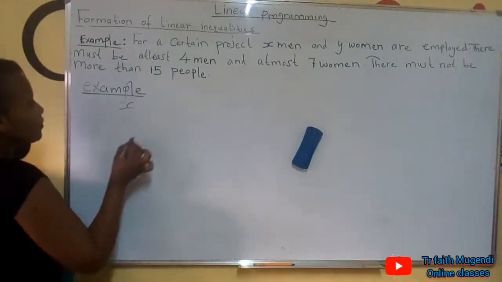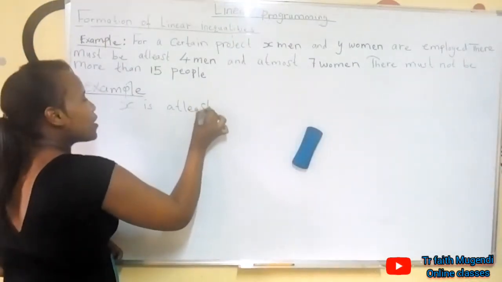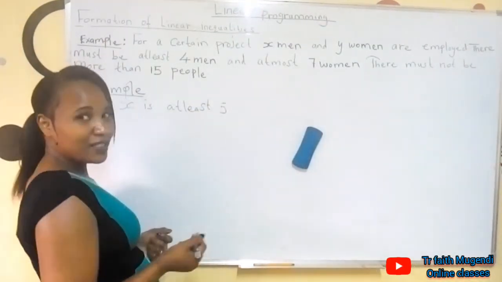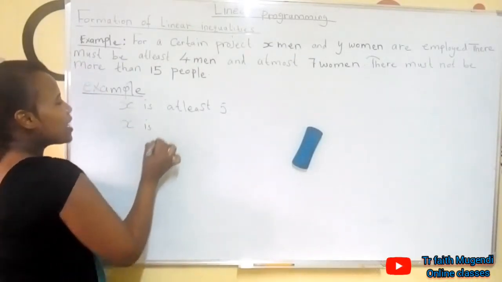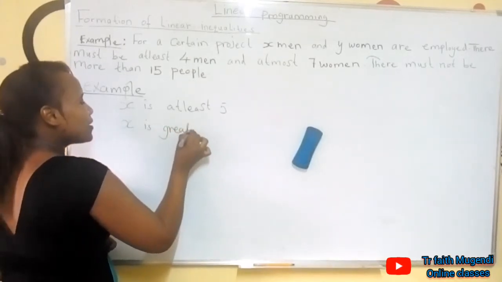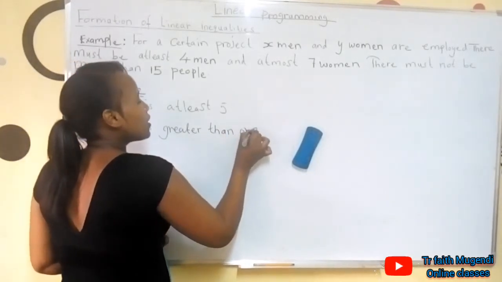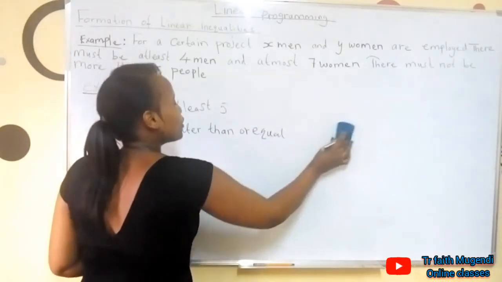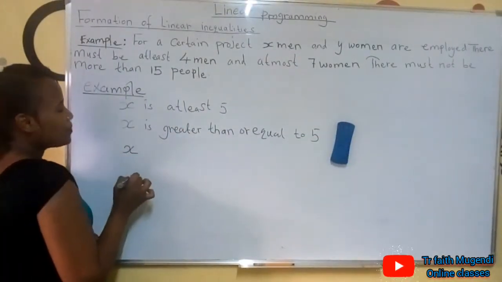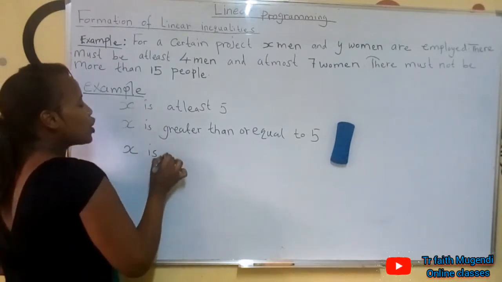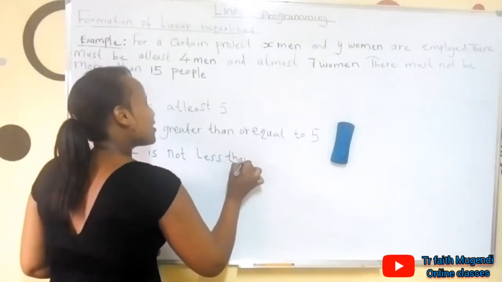X is at least 5. What does that mean? And X is greater than or equal to 5, and X is not less than 5.